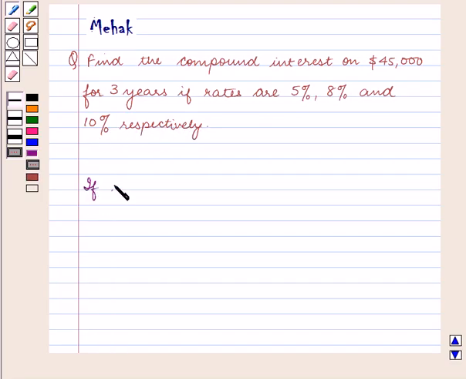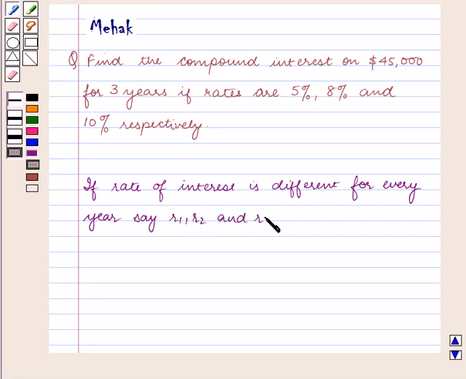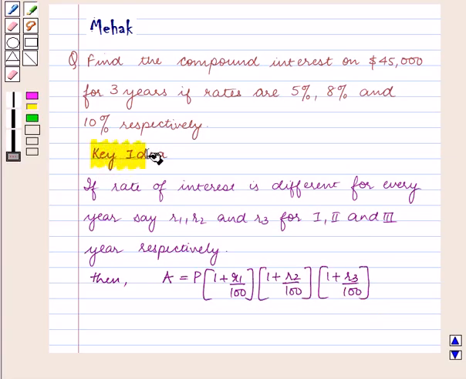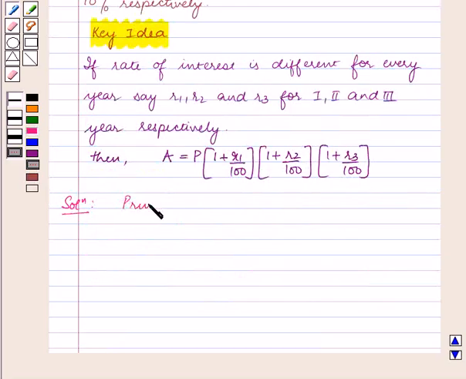If the rate of interest is different for every year, say R1, R2 and R3 for the first, second and third year respectively, then amount A is equal to P into 1 plus R1 upon 100 into 1 plus R2 upon 100 into 1 plus R3 upon 100. With this key idea, let us proceed with the solution.